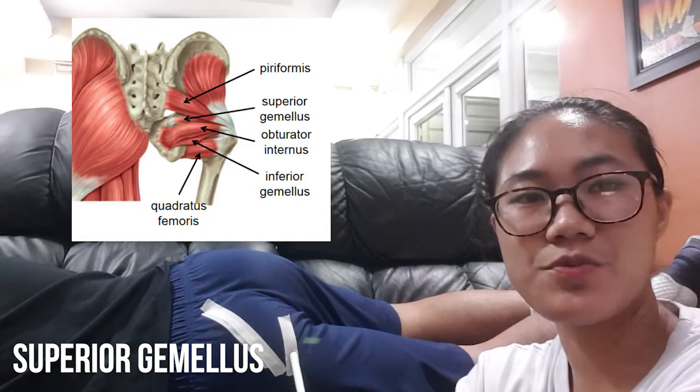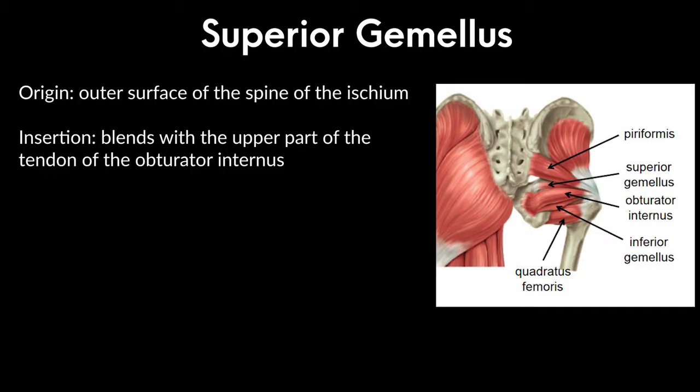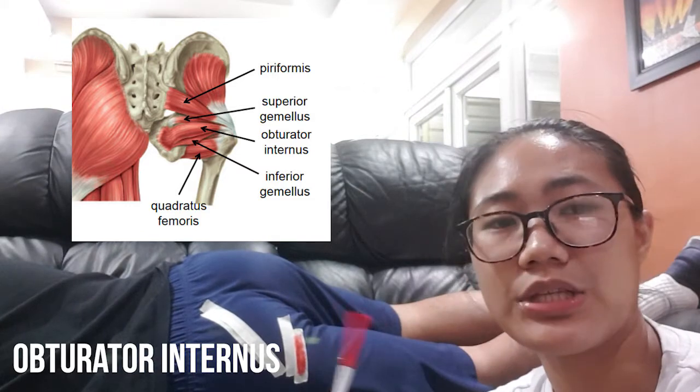This is the superior gemellus. Its origin is the outer surface of the spine of the ischium, and its insertion blends with the upper part of the obturator internus. This is the obturator internus. It originates on the internal surface of the obturator membrane, and the posterior bony margins of the obturator foramen. Its insertion is on the medial surface of the greater trochanter of the femur.